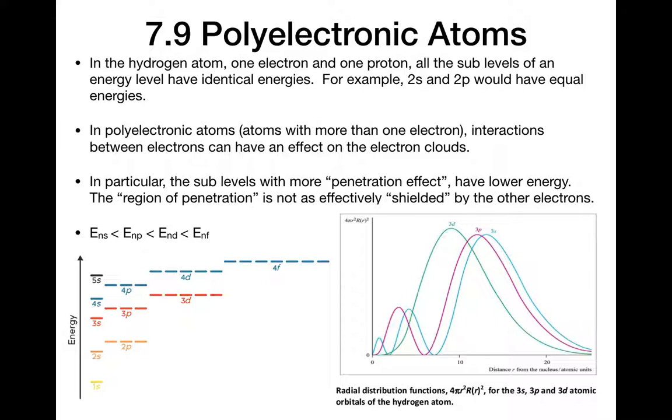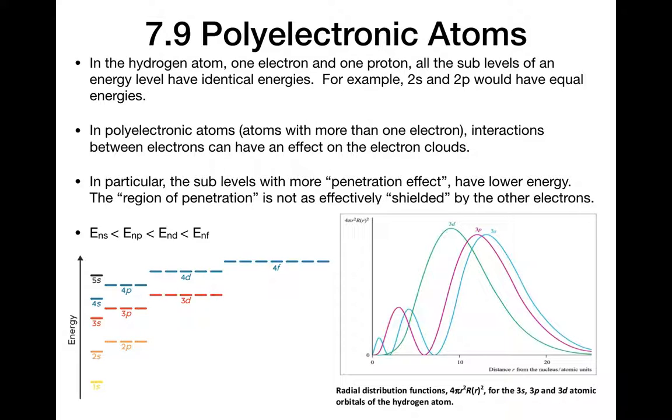For example, the 2s has lower energy than the 2p when you have more than 1 electron. The 3s has less energy than 3p, and 3p has less energy than 3d. In fact, 3d has less energy than 4s. We get that overlapping effect. So our general pattern is that the s orbital has less energy than the p, because the s orbital has more penetration effect. The p orbital has less energy than the d because of, once again, penetration effect.